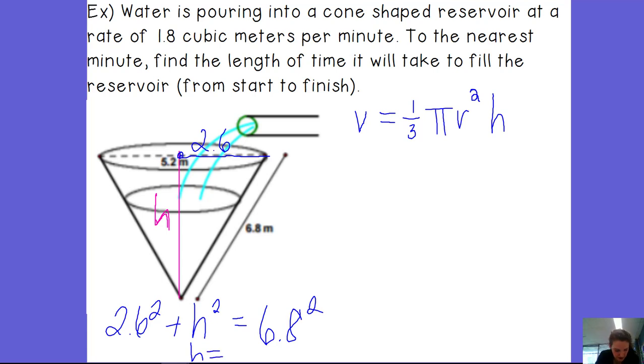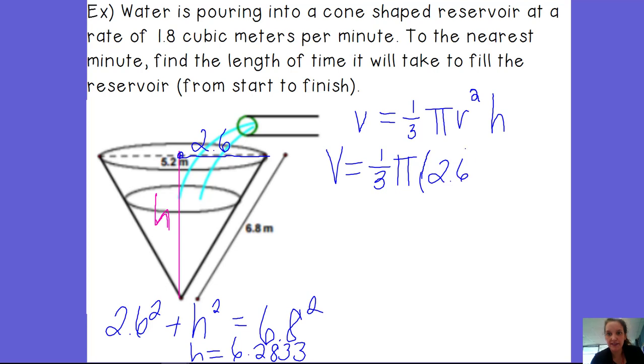So I'm going to do 6.8 squared minus 2.6 squared. Then take the square root of that, and my height ends up being 6.2833. So now I have the pieces I need to find the volume. 1/3 times pi times my radius, which is 2.6 squared, times my height, which we just solved for, was 6.2833.